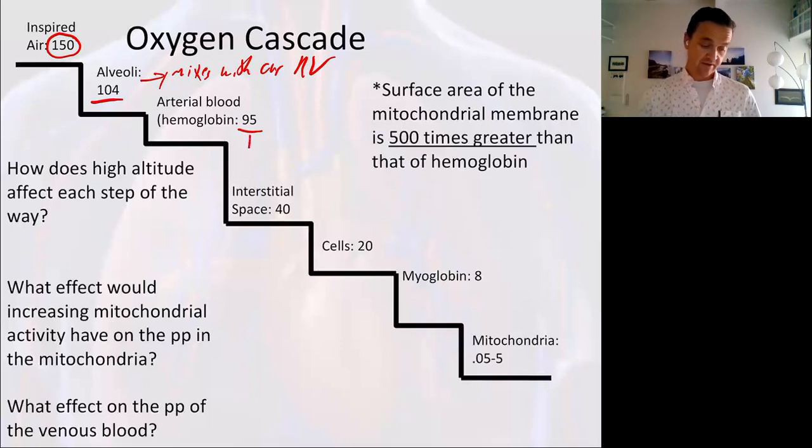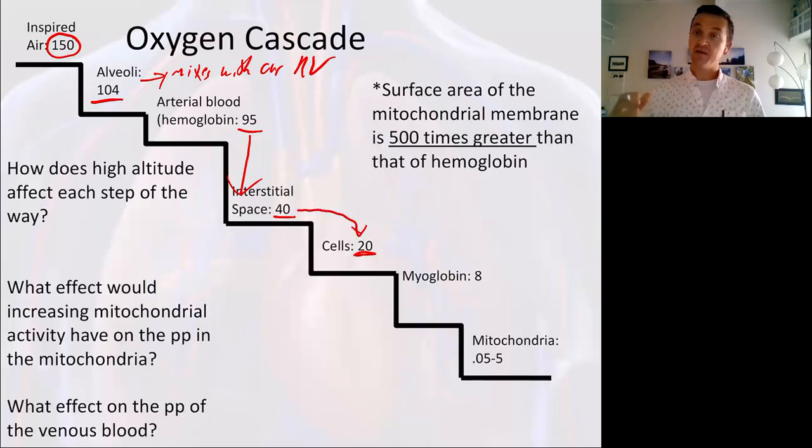So that's usually where we have the biggest drop, right? We go from 90 to 40. That big drop helps us push oxygen through that space that is hard to get it through. Okay, and then inside of the cells, we expect to see about 20 millimeters of mercury. And so we have a nice drop there, getting from the interstitial space down to the cells.